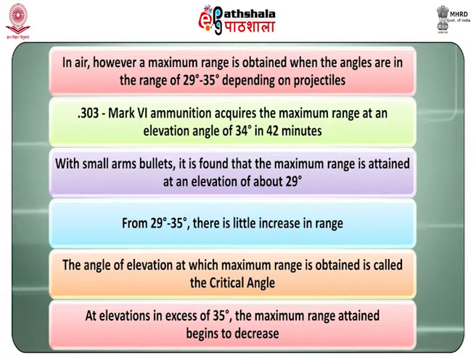In air, however, a maximum range is obtained when the angles are in the range of 29 degrees to 35 degrees, depending on projectiles. .303 Mark 6 ammunition acquires the maximum range at an elevation angle of 34 degrees 42 minutes. With small arms bullets, it is found that the maximum range is attained at an elevation of about 29 degrees. From 29 degrees to 35 degrees, there is little increase in range. The angle of elevation at which maximum range is obtained is called the critical angle. At elevations in excess of 35 degrees, the maximum range begins to decrease.